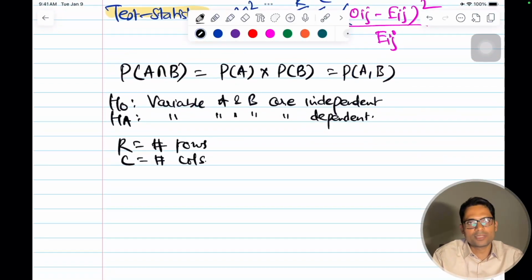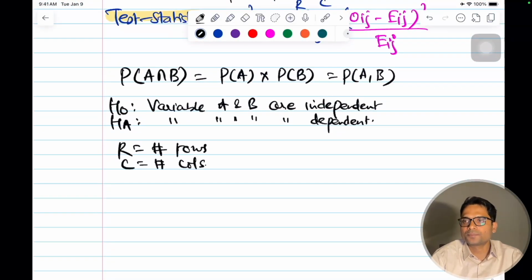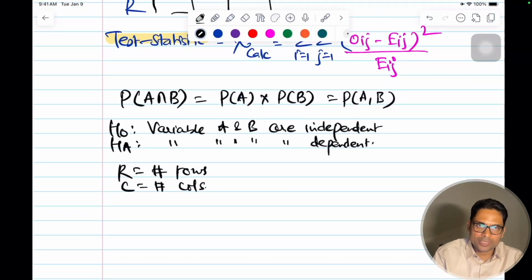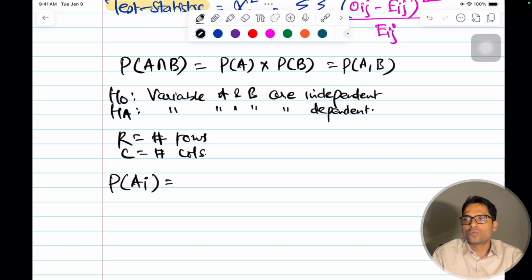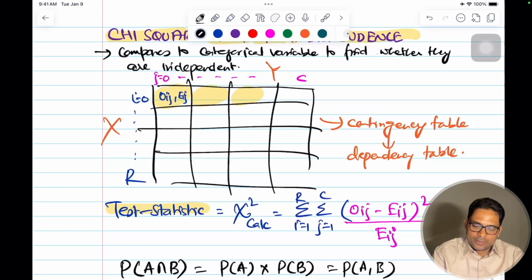I'll give you an example after this that will make it very clear. And now let's calculate all these P probabilities so that we can compute. So probability of A of I is equal to, what will be? For this ith, all these are categories. So I from 0 to R, this is like category. I'll put it as 1, okay, for simplicity, because these are categories.